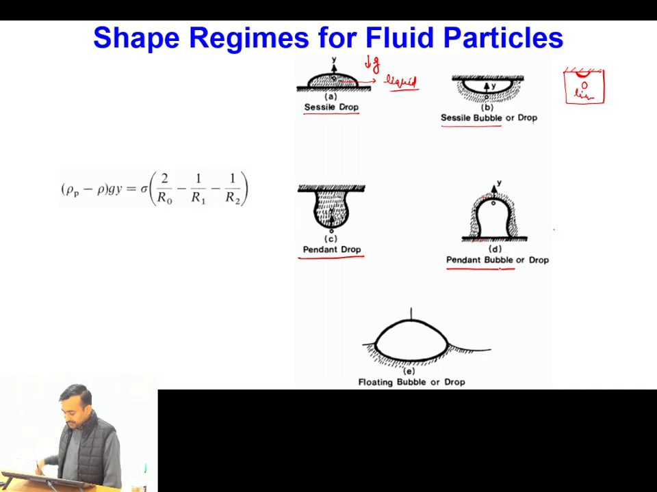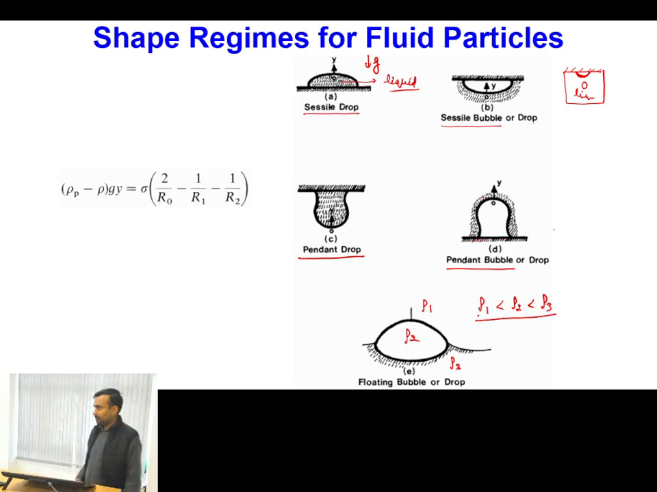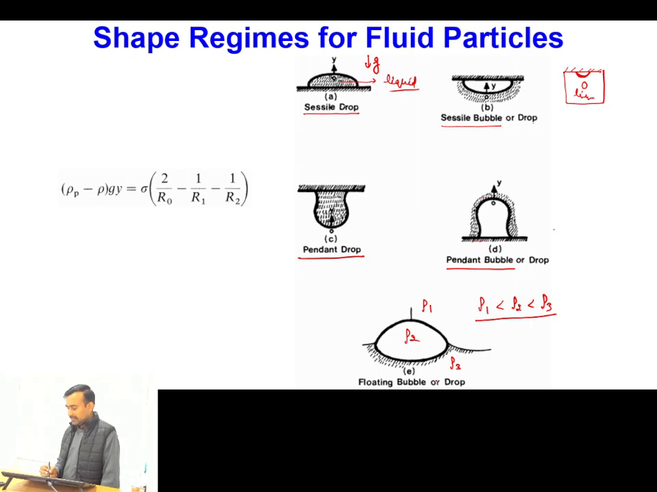Third situation could be where three different fluids are involved. Here I am having some fluid rho 1, here it is rho 2, and here it is rho 3. In these three different fluids, say rho 1 is less in comparison to rho 2 than rho 3. So if this type of situation is there, then the heavier phase is at the bottom, the phase with intermediate density is at the center, and at the top I am having the phase with lowest density. This type of situation is called a floating bubble or drop. Okay, so this is the situation of floating bubble or drop.